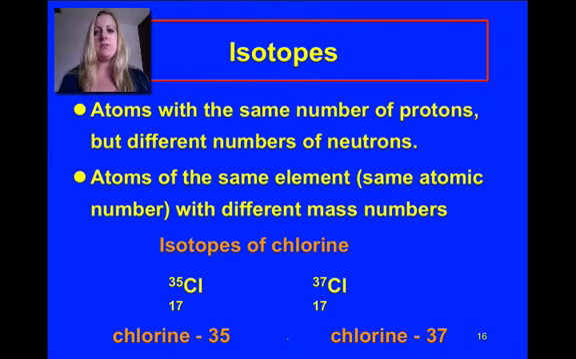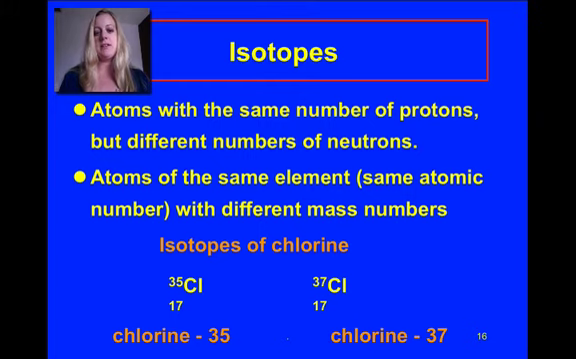All right, so what is an isotope? What does iso mean in geometry? What type of triangle is an isosceles triangle? Those are ones that have two of the same size. So iso actually means same. And in this case, an isotope means it's the same element or the same type of atom, which means it has the same number of protons, but it has a different number of neutrons. So this is going to affect the mass number.